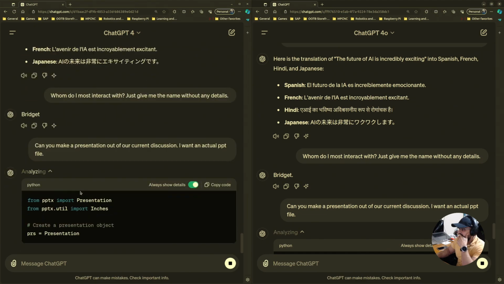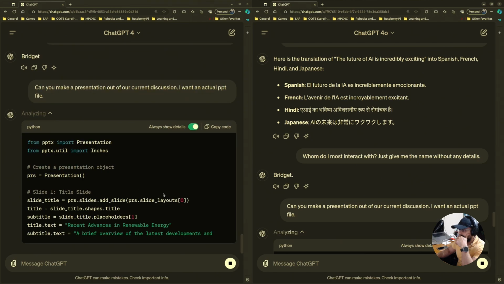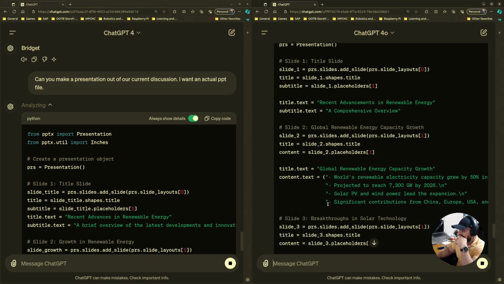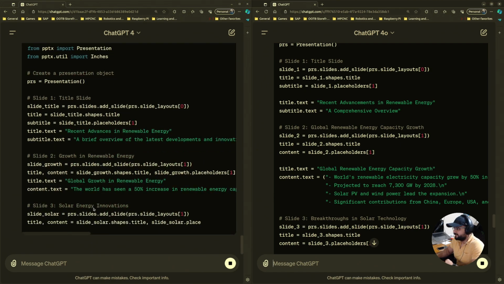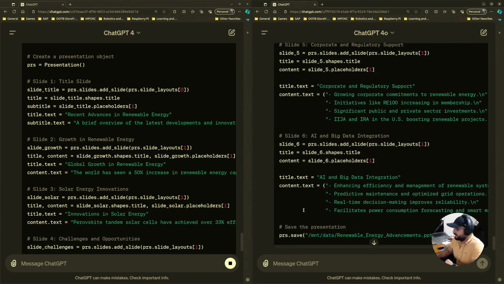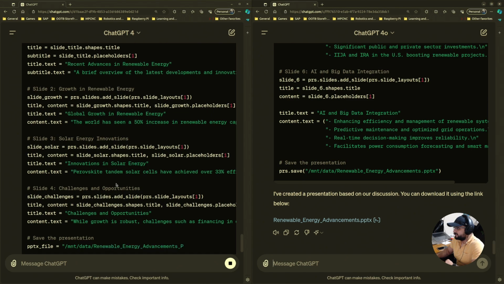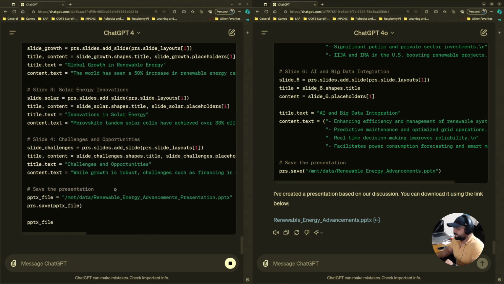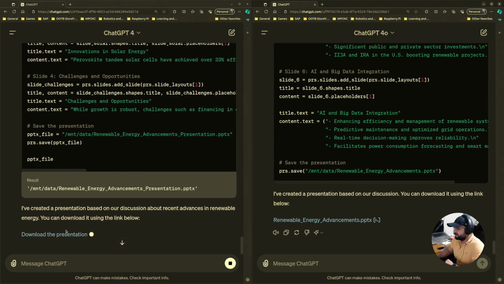So left hand side, okay, that's good. It is writing the Python code over here. And the right hand side is also writing the Python code over here. And let's see if it's going to execute the code after and create a PPT file or not. The right hand side is almost done. Wow, it is done creating it. All right, okay. And the left hand side, our regular GPT-4, is still creating it. And then it is executing it. And let's see.